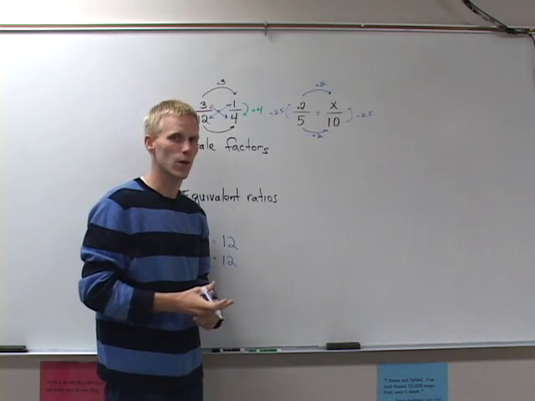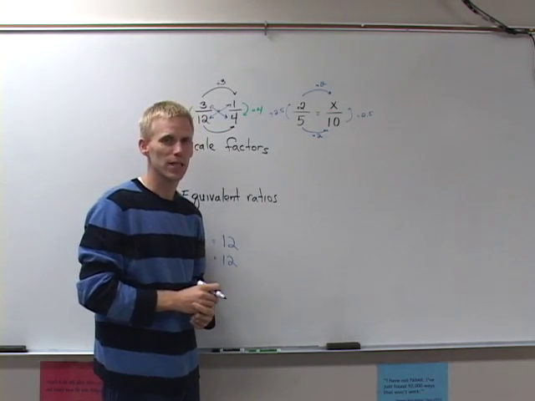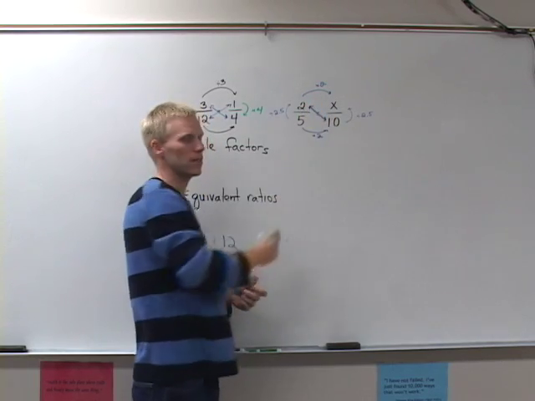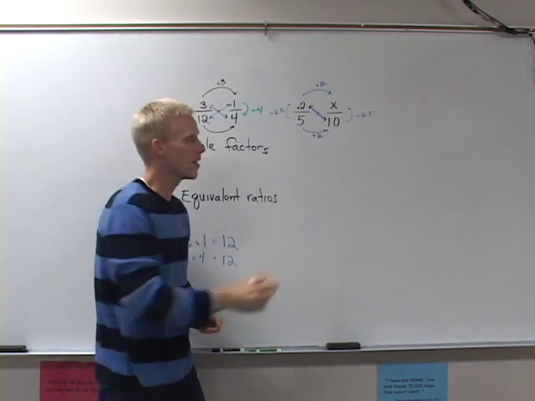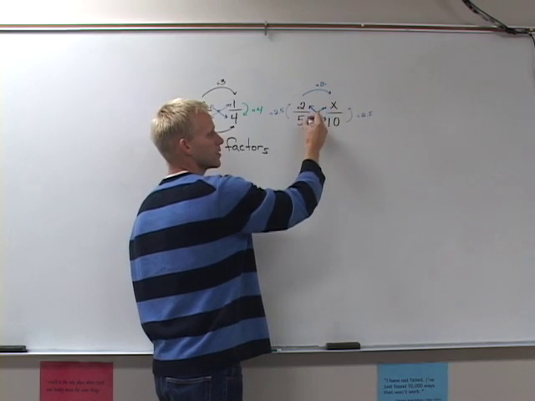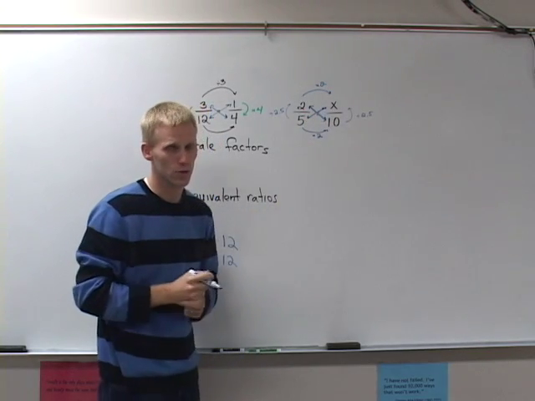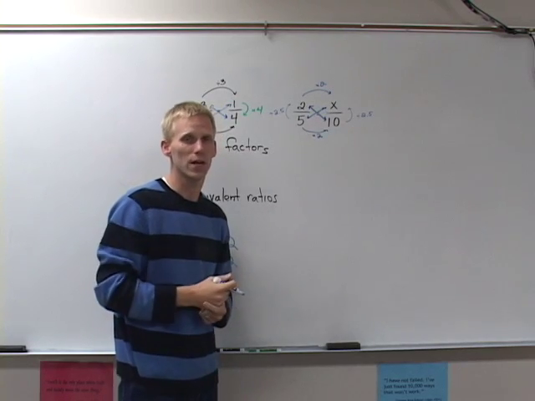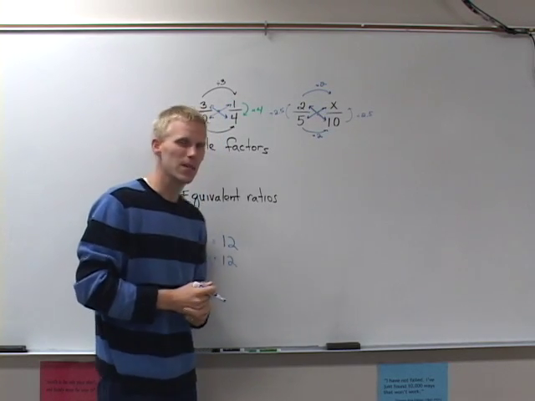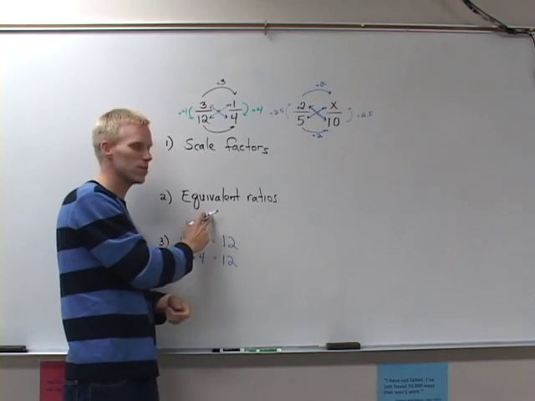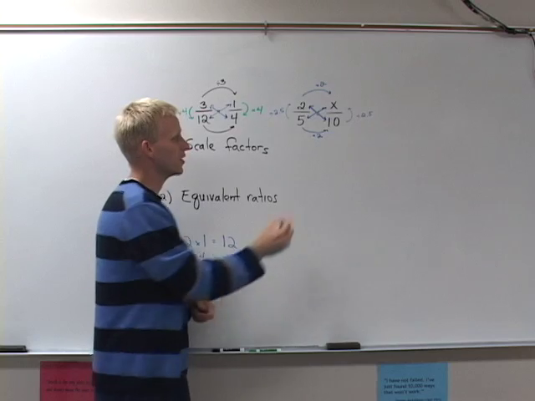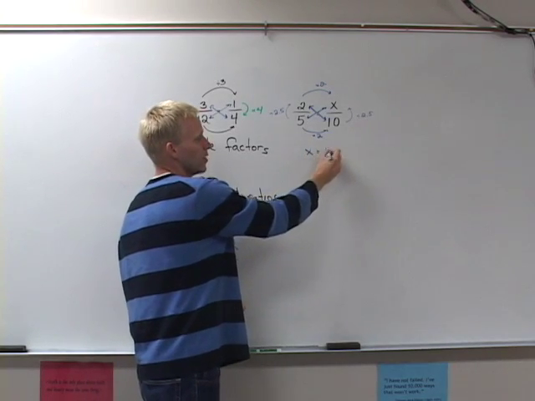But it might have been quicker to look at the cross multiplications and say, well, 2 times 10 is 20. 5 times something must also equal 20. Well, we know that 5 times 4 will get us that 20. In all three instances, scale factors, equivalent ratios, or cross multiplication, we figure out that that unknown value must be 4.